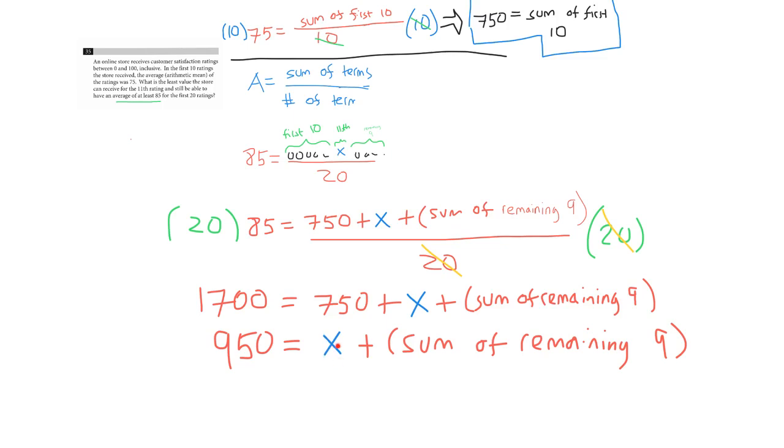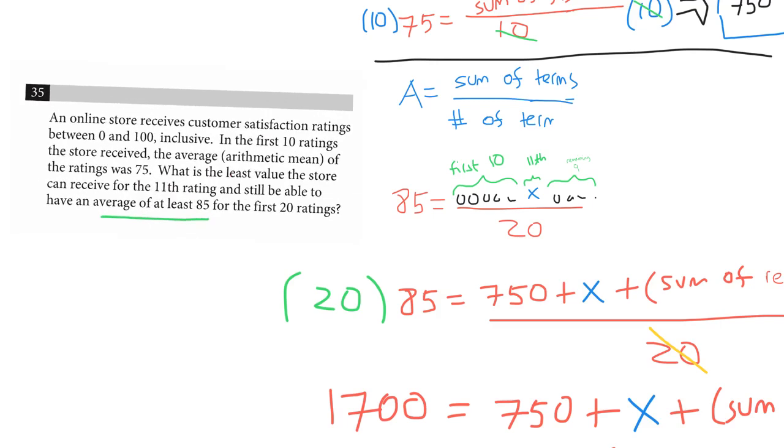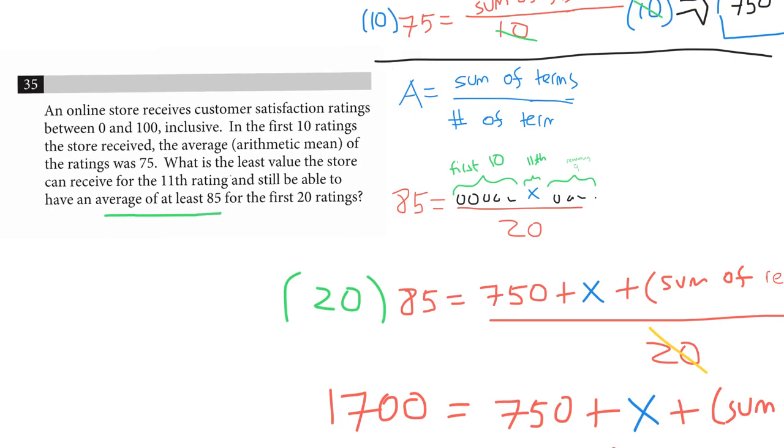In order to make this as small as it could possibly be, it makes total sense to make this as large as it could possibly be. The sum of the remaining 9 should be as big as it could possibly be, right? So how big can we make the sum of the remaining 9? Well, let's take a look. According to the problem, customer online store receives customer satisfaction ratings between 0 and 100 inclusive. So the highest score that you could get is 100.